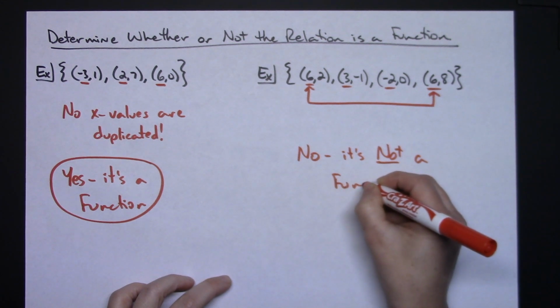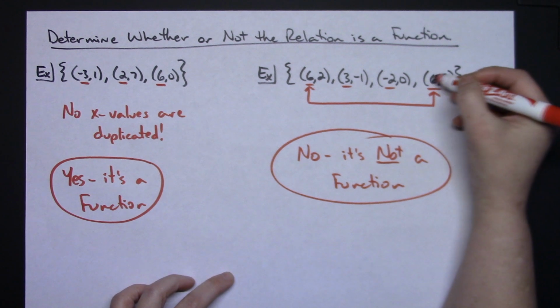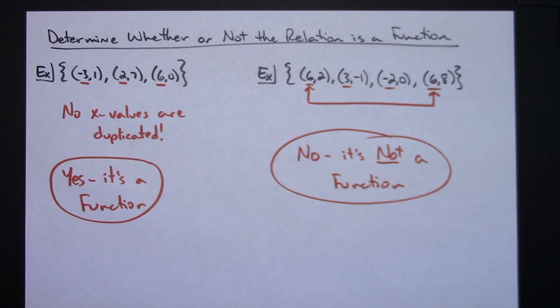So this relation is not a function because the 6 was paired with the 2 and the 6 was paired with the 8. So, pretty straightforward concepts that are covered really early in an Algebra 1 class.